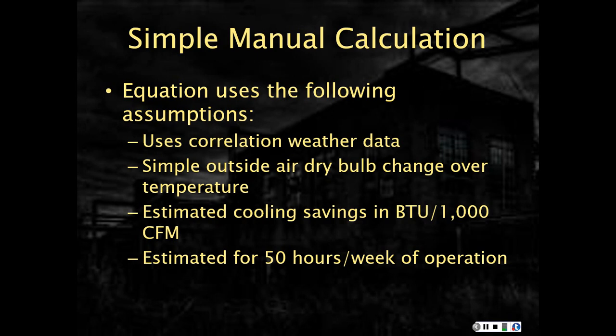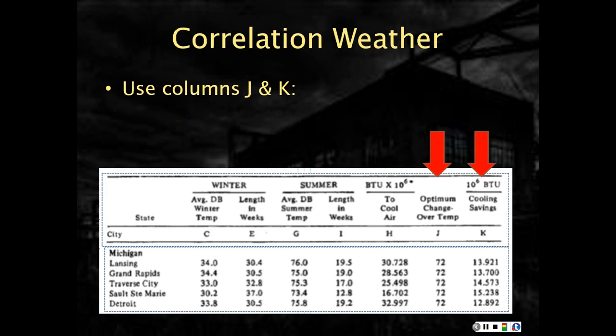So this doesn't mean that we can't use it for a slightly different situation. It just means that the equation is going to have correction factors in it. Now, let's go and look at the correlation weather table. We're going to be using columns J and K from the correlation weather.